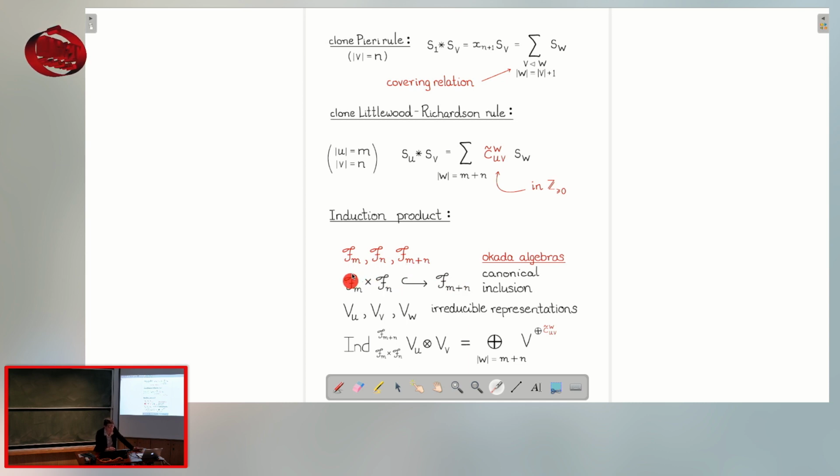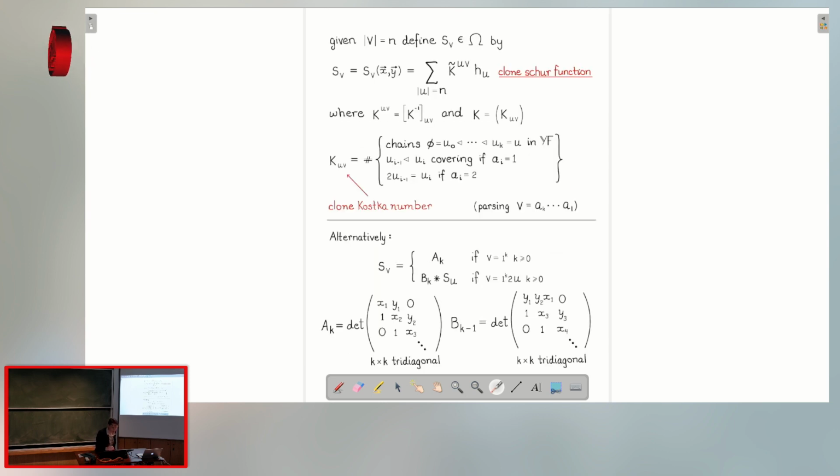It turns out there's a natural inclusion of the Cartesian product of these algebras into the big algebra, and then we can decompose this big representation, and again we recover these structure constants as multiplicities. There's a combinatorial rule like the Littlewood-Richardson one. Yes. In fact, their rule is very similar to this. It's very reminiscent of this rule for the clone Kostka numbers. It's slightly more complicated, but the same kind of thing.